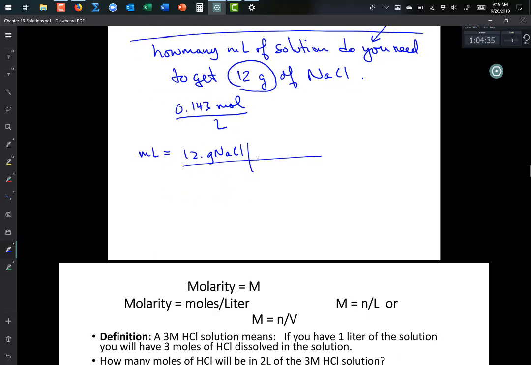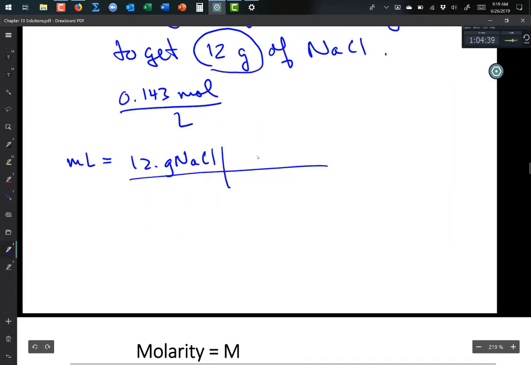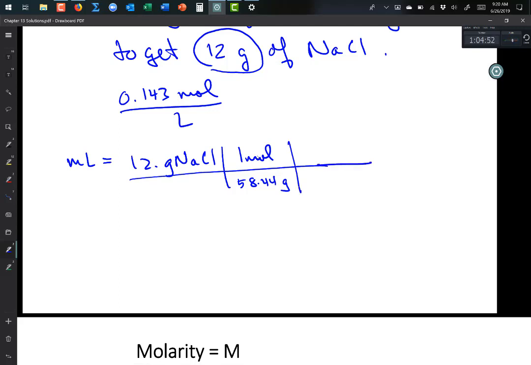So 12 grams, right? And my molar mass is still 58.44, so it's 58.44 grams is 1 mole. And now I'm going to convert that to liters, because I could use my molarity to convert between moles and liters. So I've got my grams canceling like this, and I need to get my moles to cancel. So I want moles at the bottom and liters at the top. And then I'm going to put 0.143 at the bottom like that.